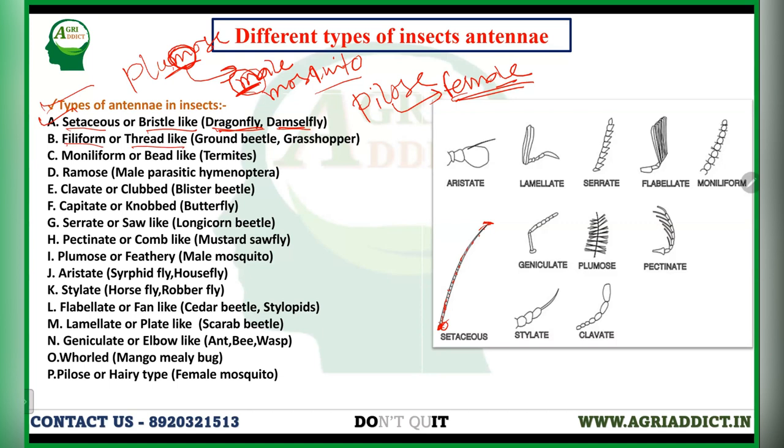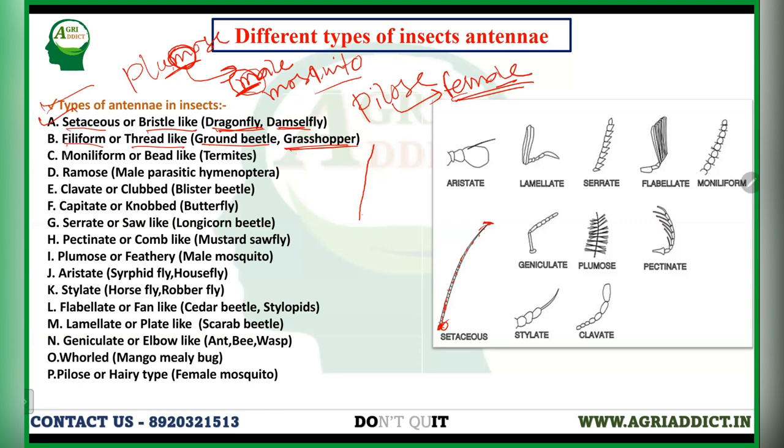Another one is the filiform antenna, also known as the thread-like antenna. The segments are usually cylindrical here, and the thickness of the segments remains the same throughout. Normally it is straight, and there is no decrease or increase in the segments from the base to the apex. This is mainly found in ground beetle, scarabs, and grasshopper.